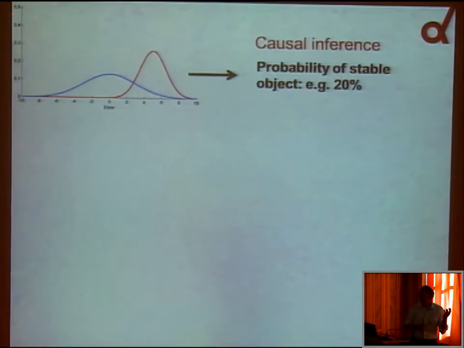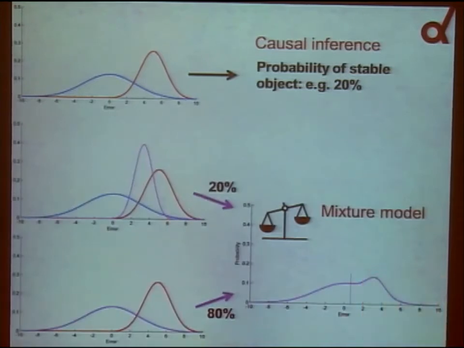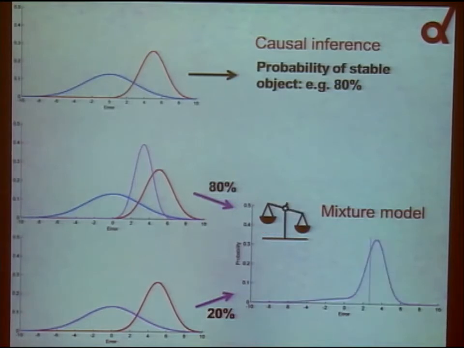Are these signals coming from the same object? If so, then integrate. But it puts a probability on that notion. In this case, for example, it thinks 20% I'm certain it's the same stable object. So what it should do is put 20% weighting on the integration of the two representations, and 80% on the segregation component. If the brain infers, well, I'm 80% certain it's the same stable object, it should weight the integrated representation at 80% and the segregated representation at 20%. So that's causal inference. And people call this in the literature a mixture model.